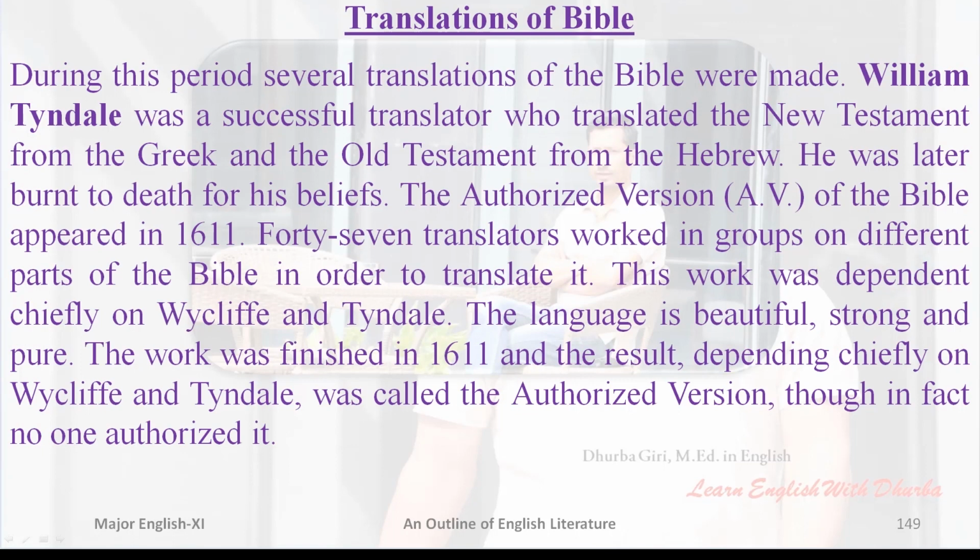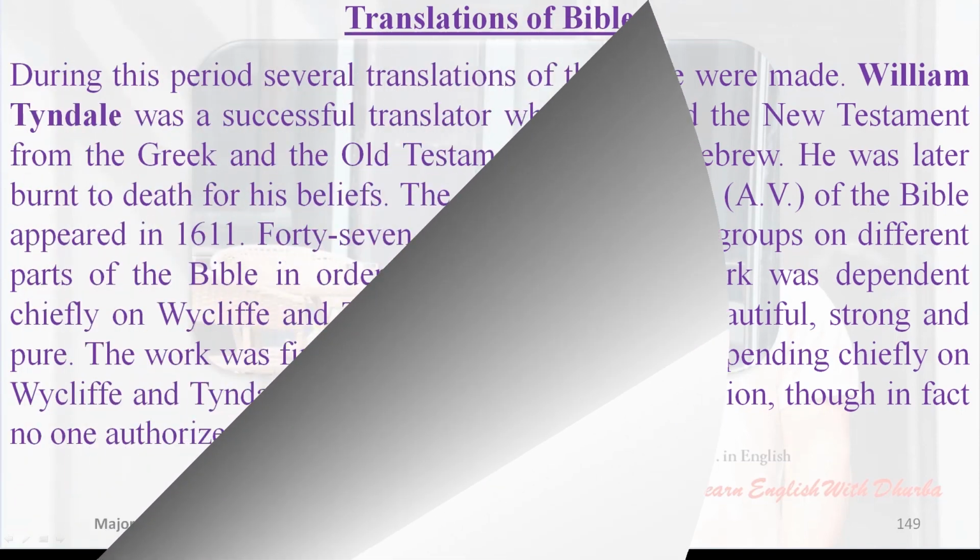The Authorized Version (AV) of the Bible appeared in 1611. 47 translators worked in groups on different parts of the Bible in order to translate it. This work was dependent chiefly on Wycliffe and Tyndale. The language is beautiful, strong and pure. The work was finished in 1611, and the result, depending chiefly on Wycliffe and Tyndale, was called the Authorized Version, though in fact no one authorized it.